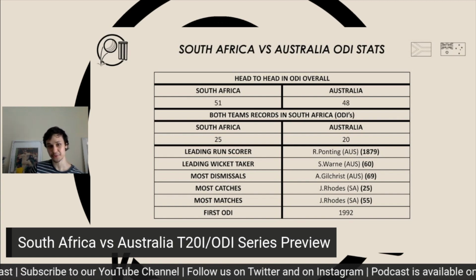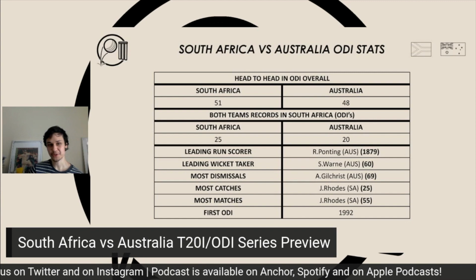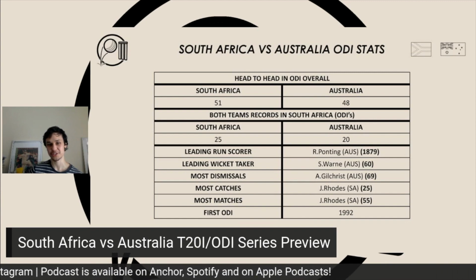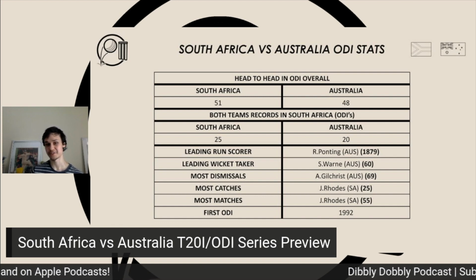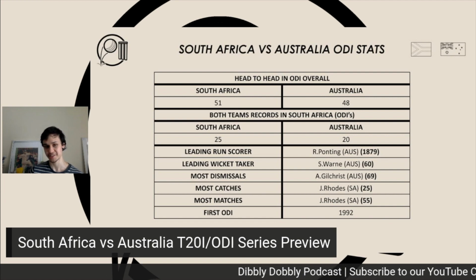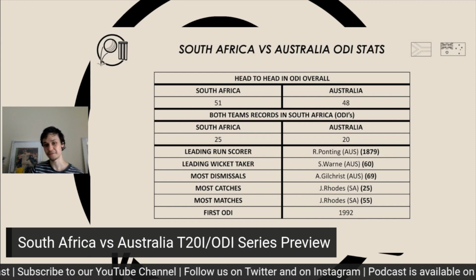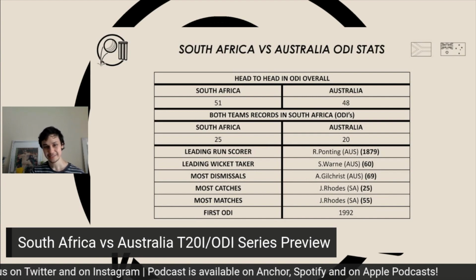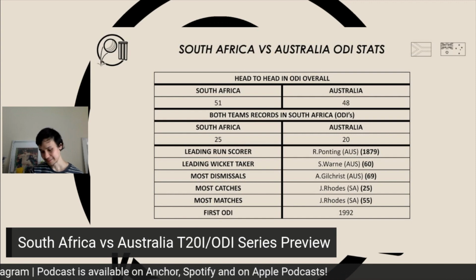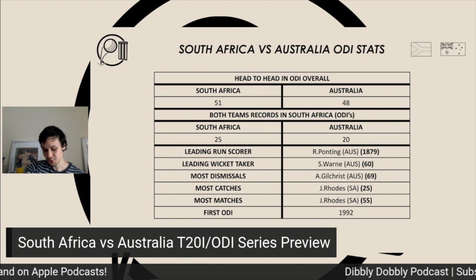Let's have a look at the ODI stats between South Africa and Australia over the years. Head-to-head in ODIs overall, South Africa lead 51-48 over Australia. Both teams' records in South Africa in ODIs: South Africa 25, Australia 20. Leading run scorer, no surprise, Ricky Ponting with 1,879 runs. Leading wicket taker is Shane Warne with 60. Most dismissals is Adam Gilchrist with 69. Most catches is Jonty Rhodes with 25. Most matches is Jonty Rhodes with 55 matches to his name. And the first ODI that the teams played was back in 1992. Those are some of the ODI stats between South Africa and Australia.